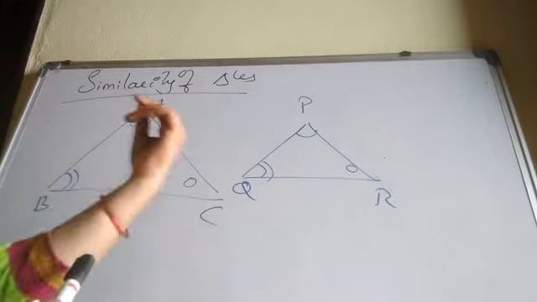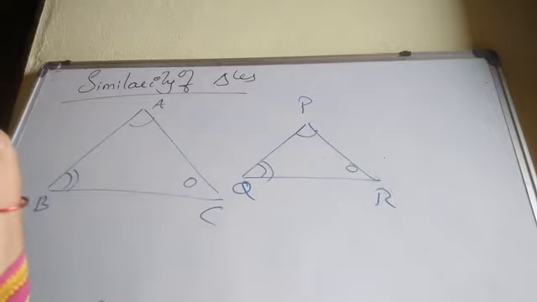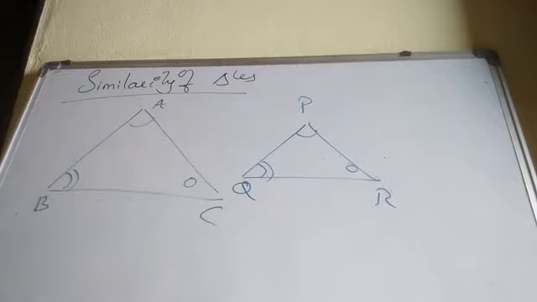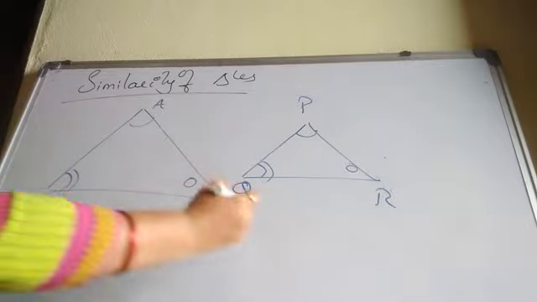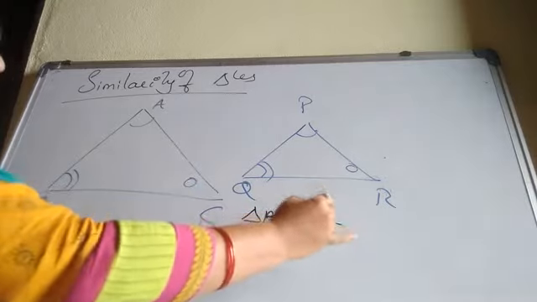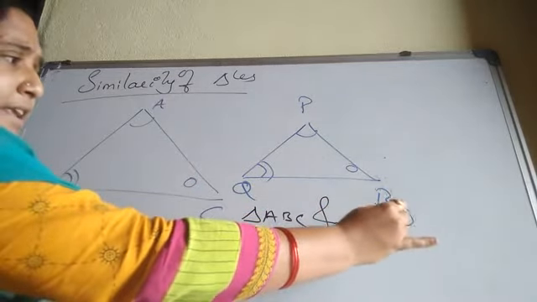Once again, when two triangles are said to be similar, its corresponding angles are congruent. Three angles are congruent and its corresponding sides are in the same proportion. Now here these two triangles are similar. First we will write the vertices. We will give the name of the triangle in sequence: triangle ABC, this first triangle, and triangle PQR.